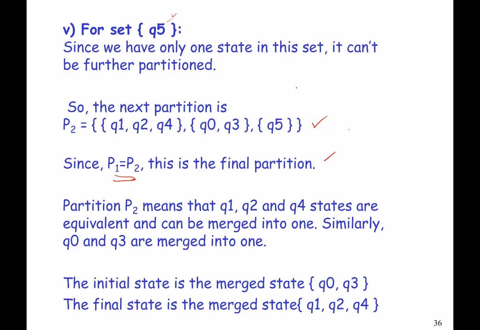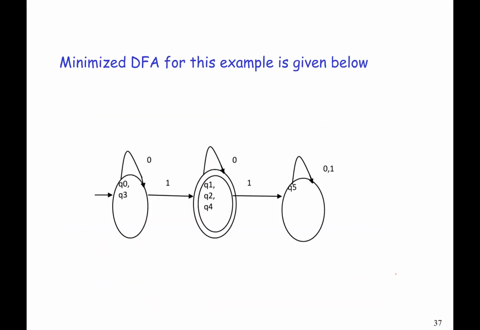So in the partition P2, Q1 and Q2 and Q4 are all in the same group. So that means they are all equivalent and can be merged into one state. Similarly, Q0 and Q3 can be merged into one state. The initial state is any state that contains Q0, right? And the final state is any state that contains the final states, which is Q1, Q2, Q4. So if you redraw and combine the merged states, Q0 and Q3 are in the same state, Q1, Q2, Q4 in the same state, and Q5 is one state.